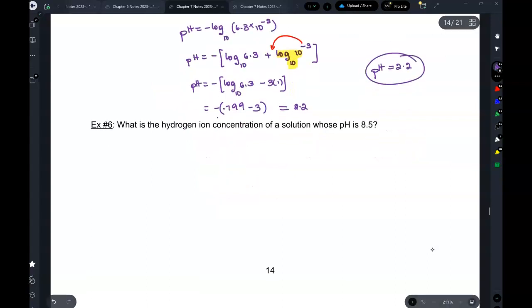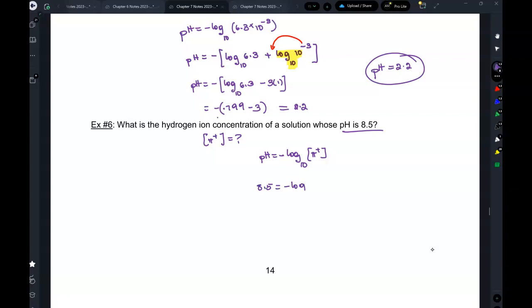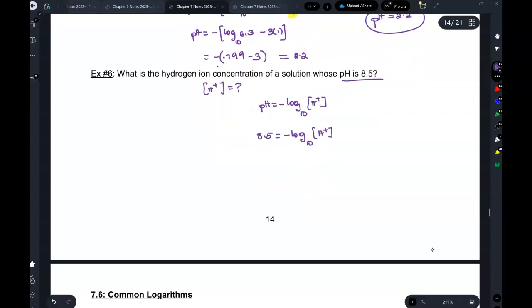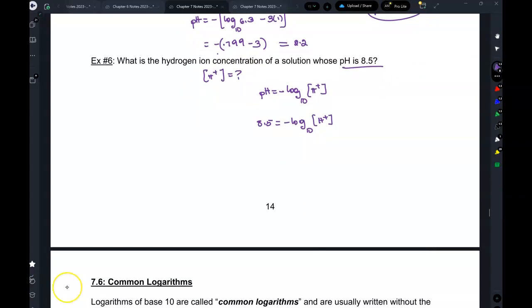Okay, what is the hydrogen ion concentration of a solution whose pH is 8.5? Well, let's see. pH is negative log base 10 of the H plus concentration, hydrogen ion concentration. So 8.5 equals negative log base 10 of the concentration. Okay, so we divide both sides by negative 1, so I get negative 8.5 equal to log base 10 of the hydrogen ion concentration.